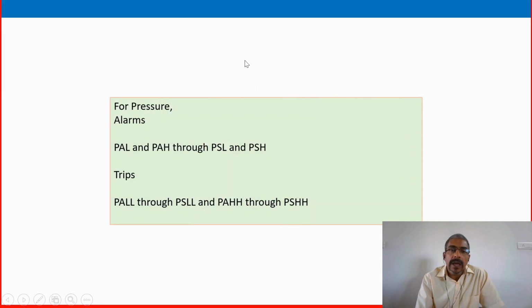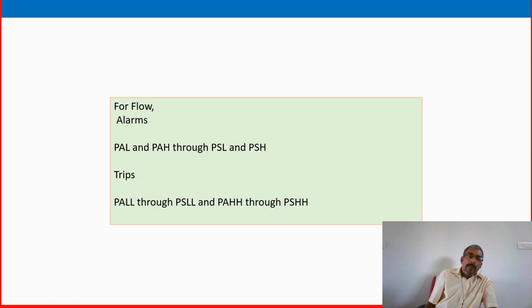In the same way, in the P&ID, in the process, we can give pressure alarms, pressure alarm high and low, through PSL and PSH switches, pressure switch low and pressure switch high, and trips: pressure alarm low through pressure switch low and pressure alarm high through pressure switch high. Like that, temperature also has alarms and trip switches. Similarly, flow alarms and trip systems are provided in the operating field.